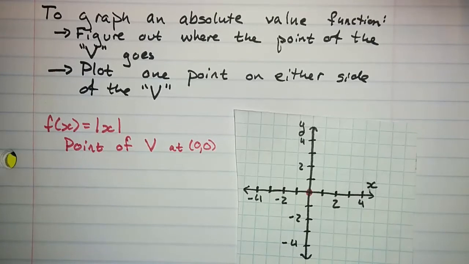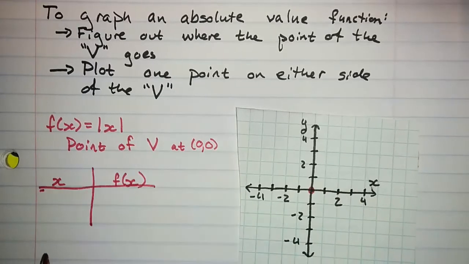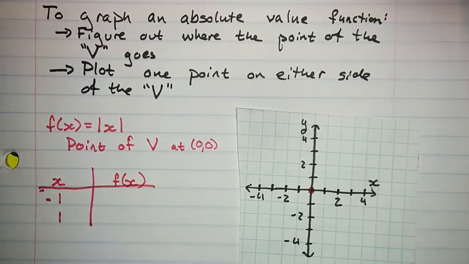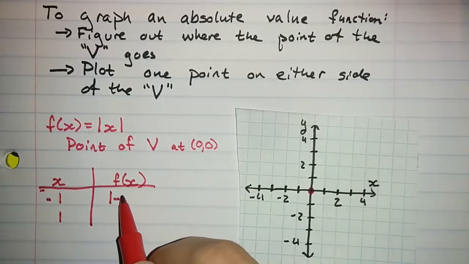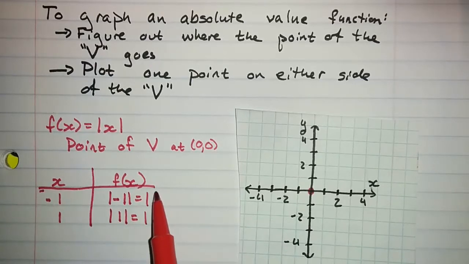Now I need one point to either side. Right? So I'm going to just choose some values of x to plug in. I'm going to take, say, x equals -1 and x equals +1. So f of -1, absolute value of -1 is +1. For x equals 1, absolute value of 1 is also +1.